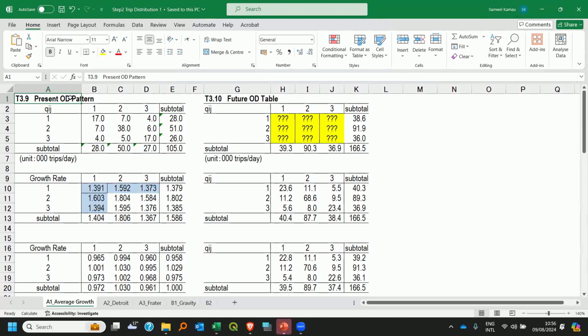Growth patterns, average growth patterns, estimation models, Detroit models and Fratar models are developed. I can't explain everything in English from my knowledge. However, you can identify it from the formula. For example, you can see in the figure what items are different.